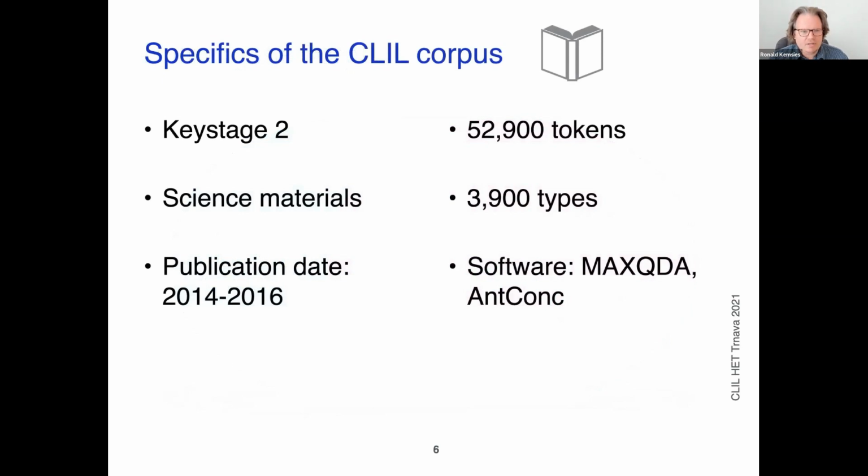Okay, here are a couple of specifics of the CLIL corpus. As I have already mentioned, it focuses on Key Stage 2. We had a look at science materials. So these were basically science textbooks that were available to us, which were published between 2014 and 2016. We used MaxQDA and nconc to do the analysis. And here you also see the frequency of tokens and types that we have in the corpus.